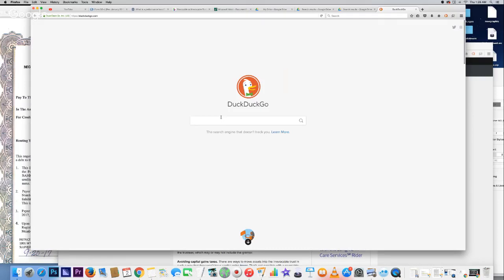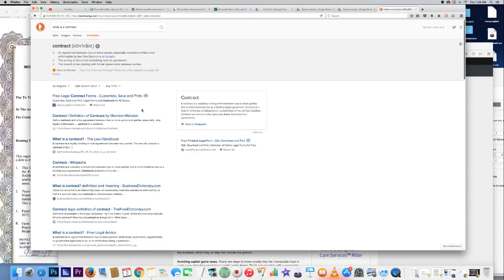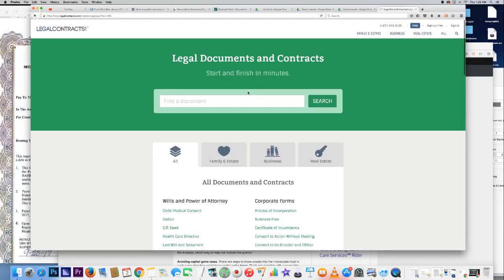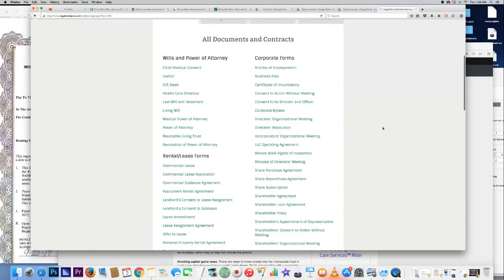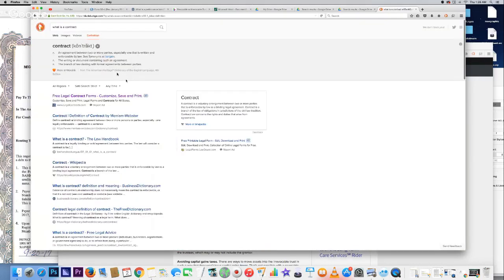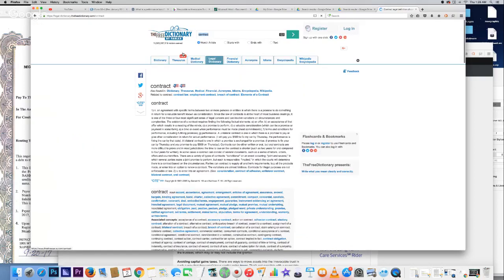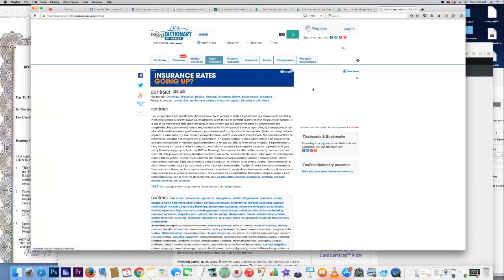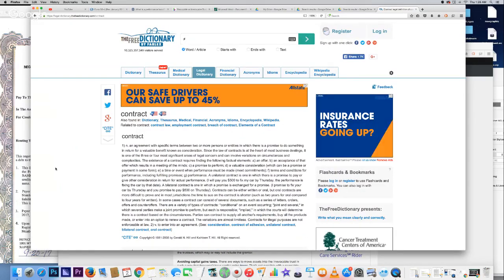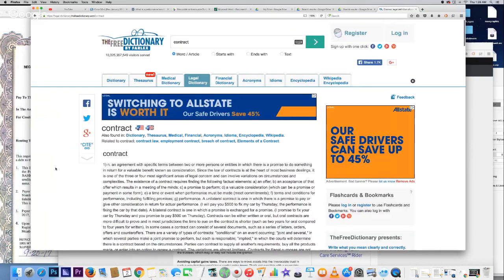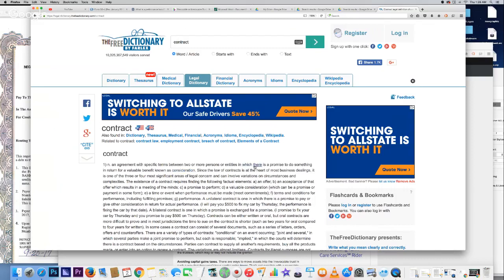Look up a contract. What is a contract? No, this isn't what I'm looking for. Legal dictionary. Okay. A contract. A contract is an agreement with specific terms between two or more persons or entities in which there's a promise to do something in return for a valuable benefit known as a consideration.